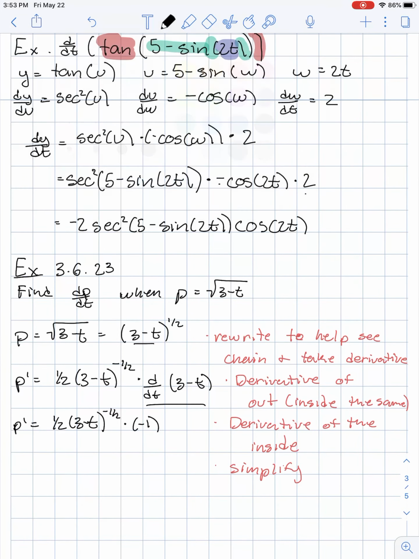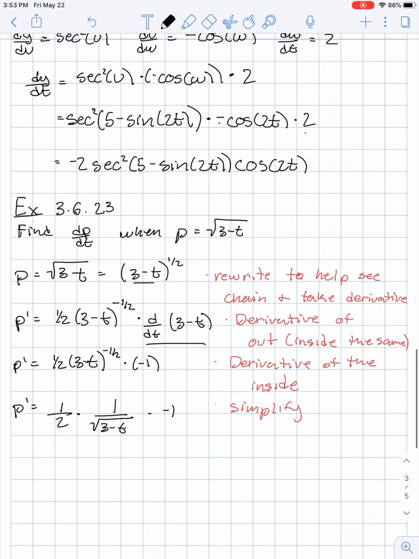So now I'm just going to simplify. So then p prime, I'm going to rewrite, this is going to be negative, we'll do this in 2 steps. So 3 minus t to the negative 1/2, I can write as 1 over the square root of 3 minus t. And then I can put that all together since fractions are top times top, bottom times bottom. And that'll just give me negative 1 over 2 square root of 3 minus t.